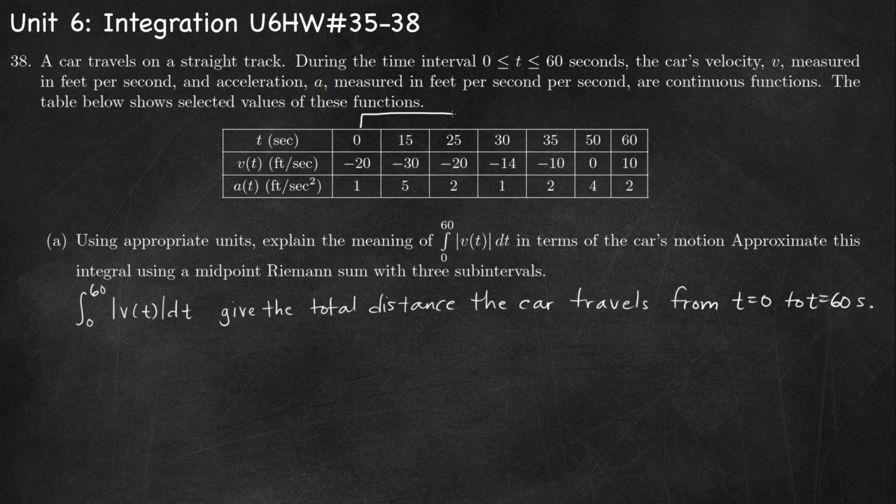So I'm going from 0 to 25, and then 25 to 35, and then 35 to 60. The width of the interval here is 25, here is 10, and here is 15. Wait, did I do that right? 35, 45, 50. No, that's 25. And then the midpoint Riemann sum means I'm using the midpoint y-coordinate for the height of the rectangle. So I have 25 times negative 30 plus 10 times negative 14 plus 25 times 0.